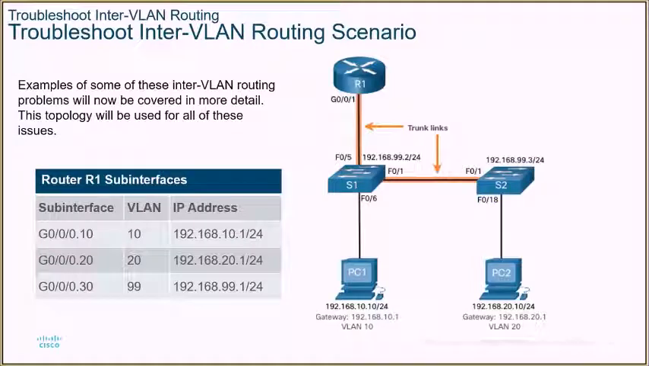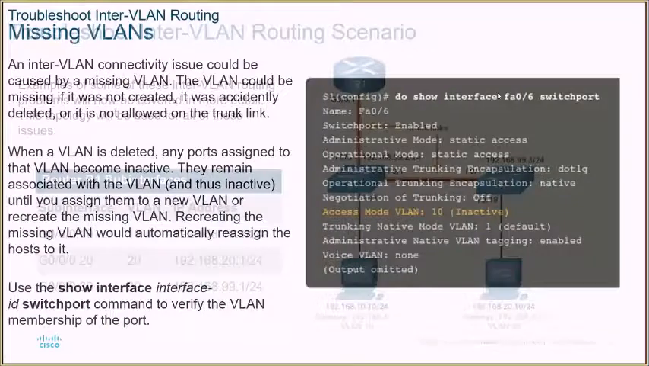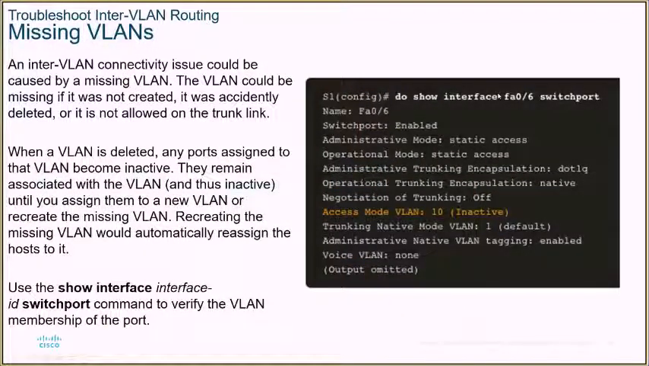Okay, that's the previous scenario we had, with VLANs 10, 20, and 99, and router on a stick on R1. S1 and S2 are just plain layer 2 switches. Do show interface fastethernet 0/6 switchport, and it'll tell you access mode, VLAN 10.